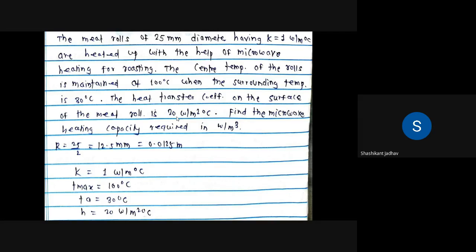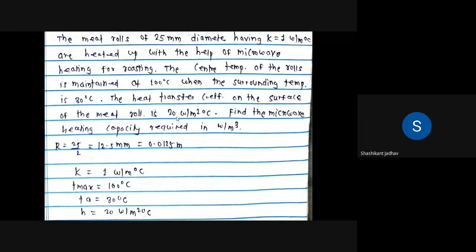Then the center temperature of the roll is maintained at 100 degrees Celsius. Center temperature given means we know that center temperature is nothing but maximum temperature. So T max is given, 100 degrees Celsius, and surrounding temperature is given, 30 degrees Celsius. So T infinity is equal to 30 degrees Celsius. And the heat transfer coefficient on the surface of the meat roll is given, means H is given. So H is equal to 20 watt per meter square degree Celsius.